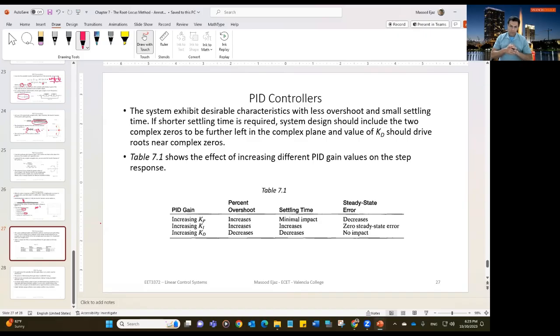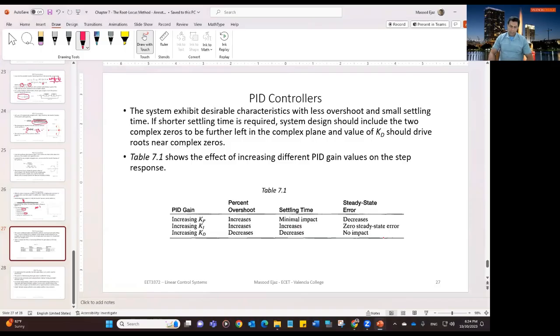Table 7.1 shows the effect of increasing different PID gain values on the step response. As you can see, if you increase the value of the proportional gain, percent overshoot is going to increase. There's not going to be much impact on the settling time. Steady state error is going to decrease. If you increase the value of the integral gain, percent overshoot will increase, settling time is going to increase, and it's going to drive the steady state error closer to zero.